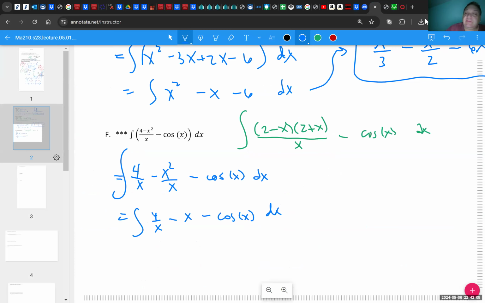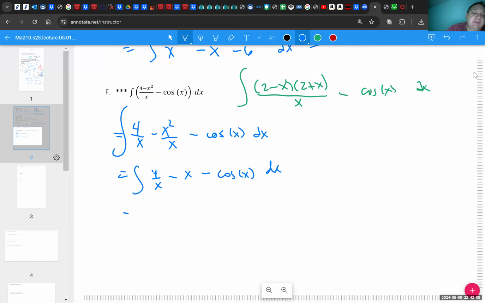So the antiderivative of 4 over x would be 4 times the antiderivative of 1 over x, which is just 4 times ln of x. And the antiderivative of x is x squared over 2. And the antiderivative of cosine x is sine x. And then we get our favorite plus c at the end.